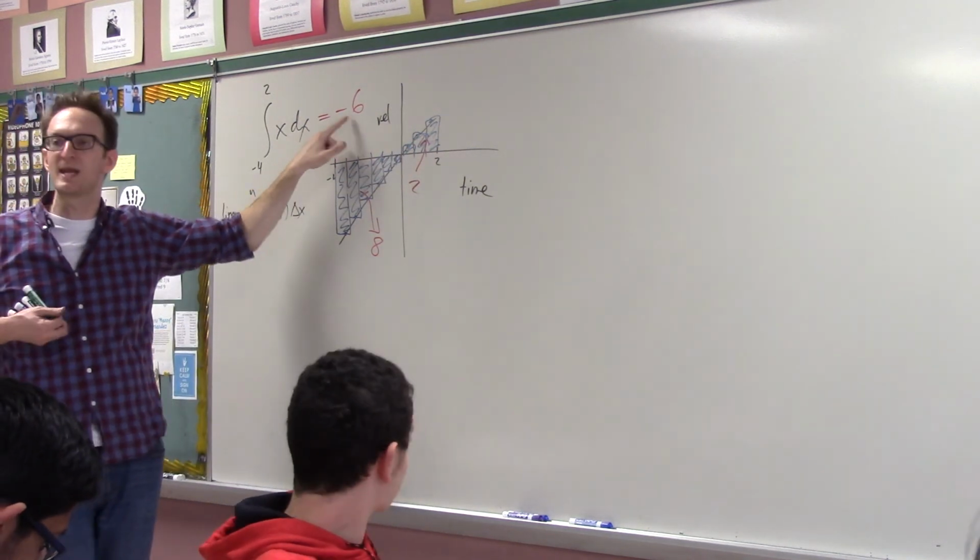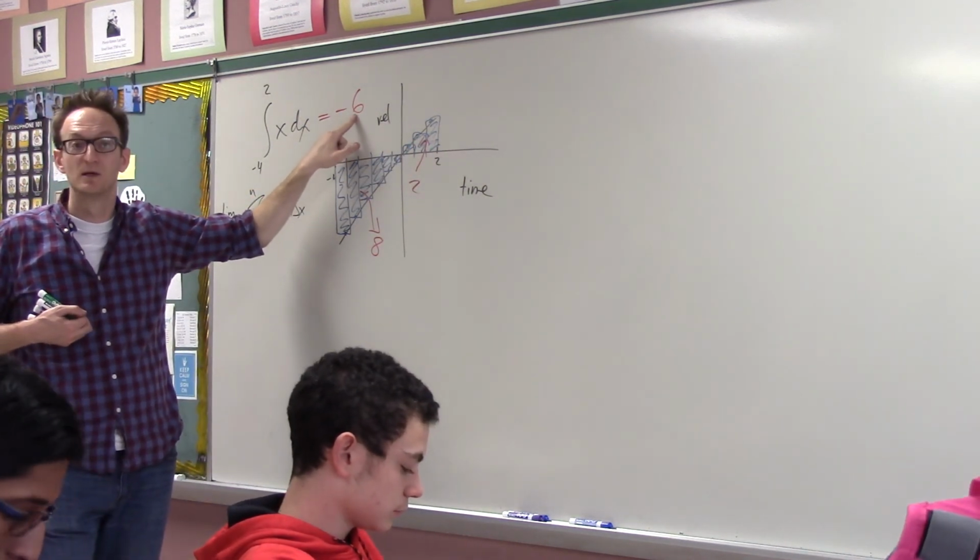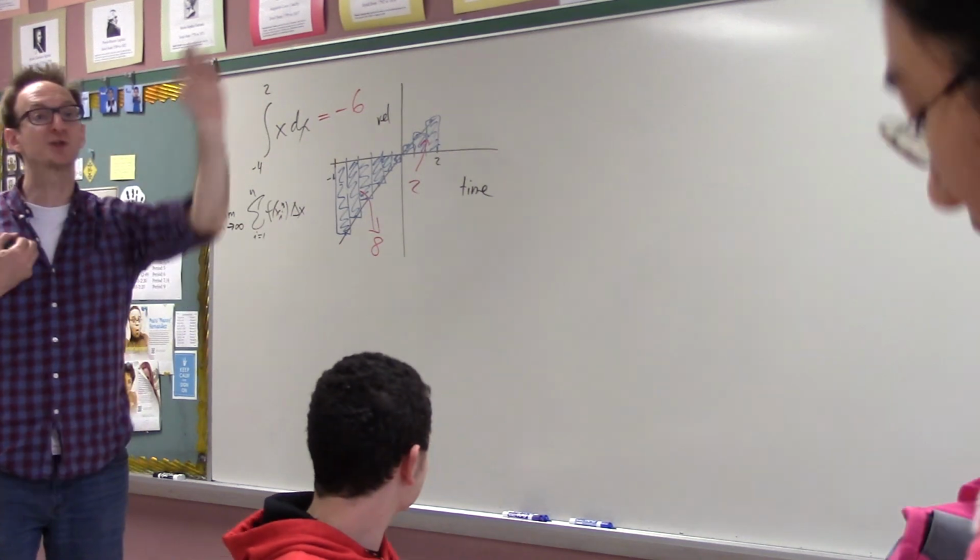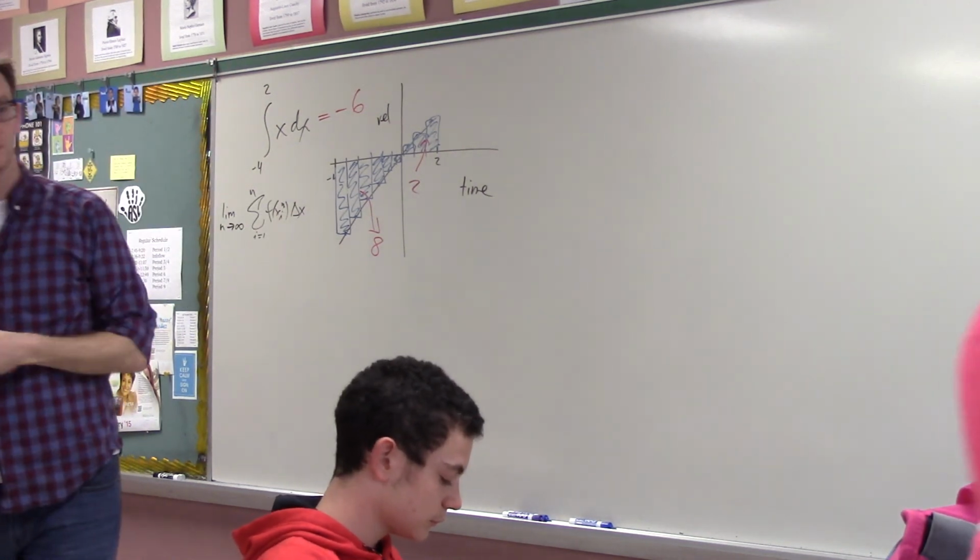So what's the meaning of the -6? That means you move to the left. It's the overall change. It's like the displacement. All right, good.